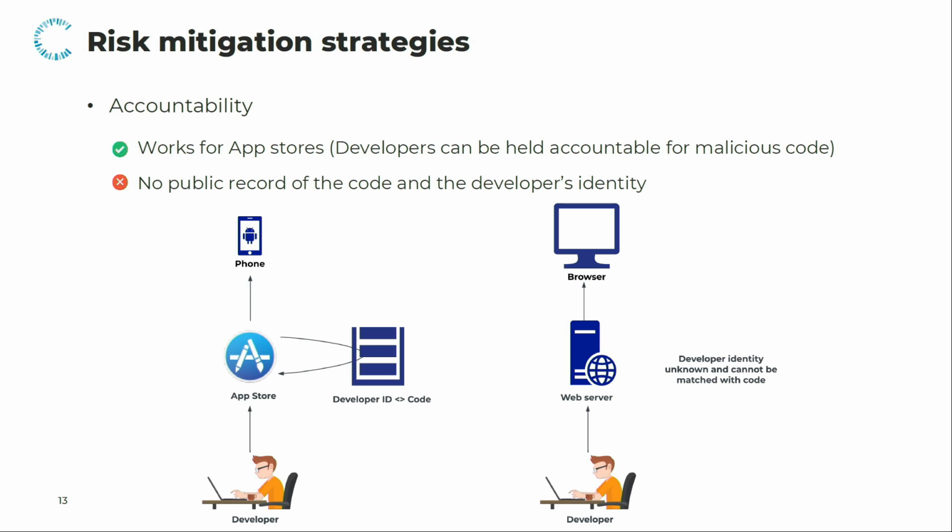The second risk mitigation strategy is accountability, where the developer can be held accountable for the code they deliver. Again, this works for app stores, where the code is reviewed and the developer's identity can be linked to the malicious code easily. However, it doesn't work for web applications again because there is no public record of the developer's identity or the malicious code. So there is no way to hold the developers accountable.